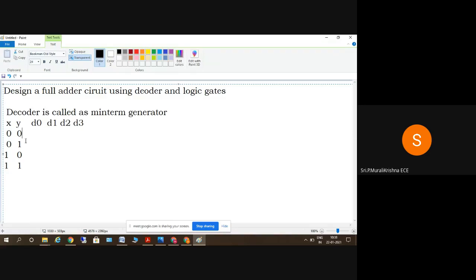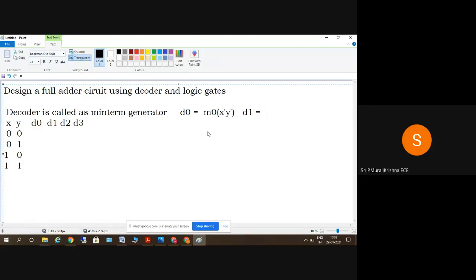So yes or no? Yes, sir. D naught is generating M naught. What is the meaning of M naught? It should be equal to 0 0, which is X bar Y bar.